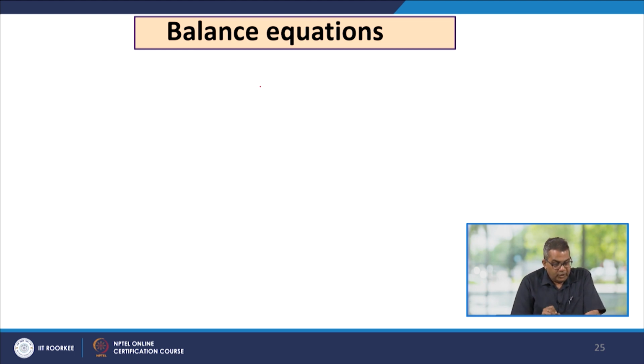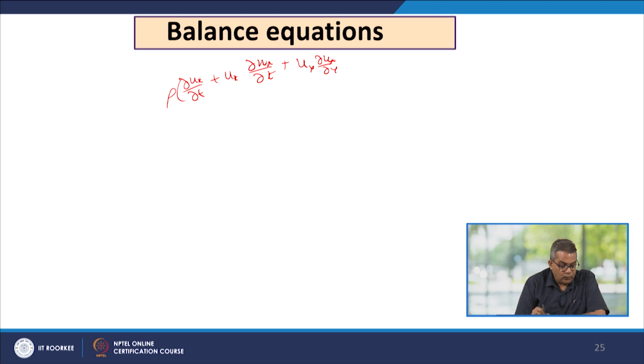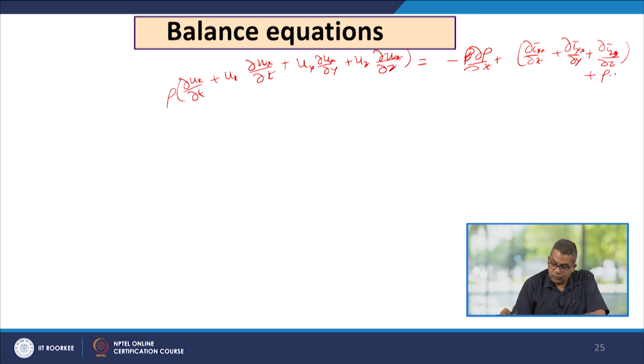Now, the momentum equations with respect to the Cartesian coordinates, in terms of tau, can be written as rho times del ux over del t plus ux del ux over del x plus uy del ux over del y plus uz del ux over del z, this is equal to minus del p over del x plus del tau xx over del x plus del tau yx over del y plus del tau zx over del z plus rho gx.